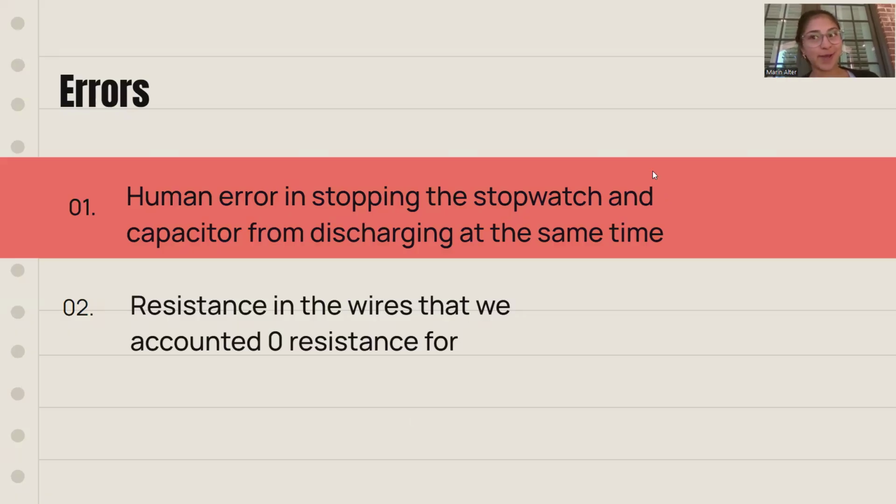And so, as I've been talking about throughout this whole lab, we'll talk a little bit about the errors. So we have the human error in stopping the stopwatch at the end, and the capacitor not discharging at the exact same time, which is an error. And then another error we have is the resistance in the wires that we accounted 0 resistance for is not actually 0. And same with the ammeter, and other stuff like that. And also the batteries may not have been fully charged, so they might have not gotten the predicted amount.